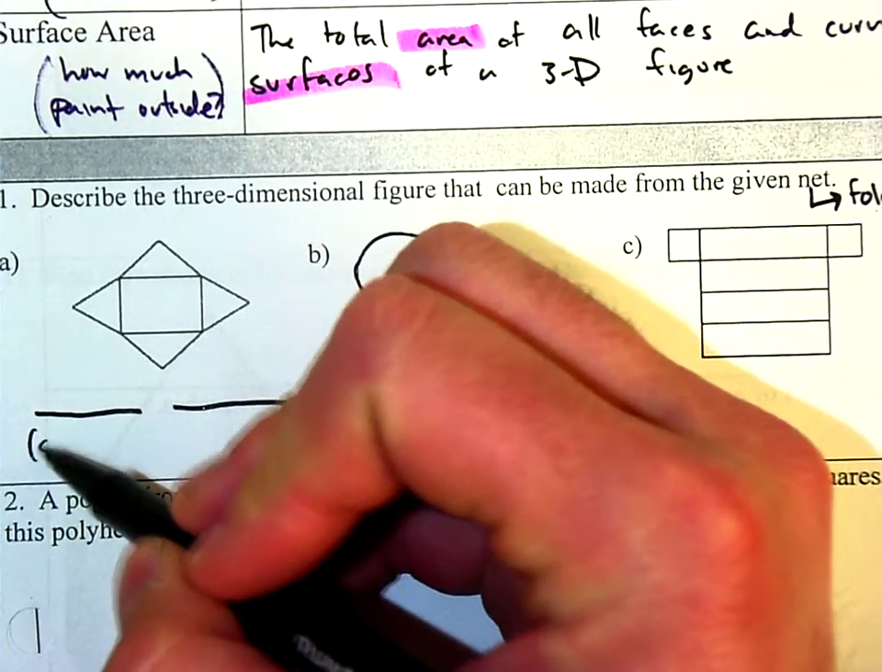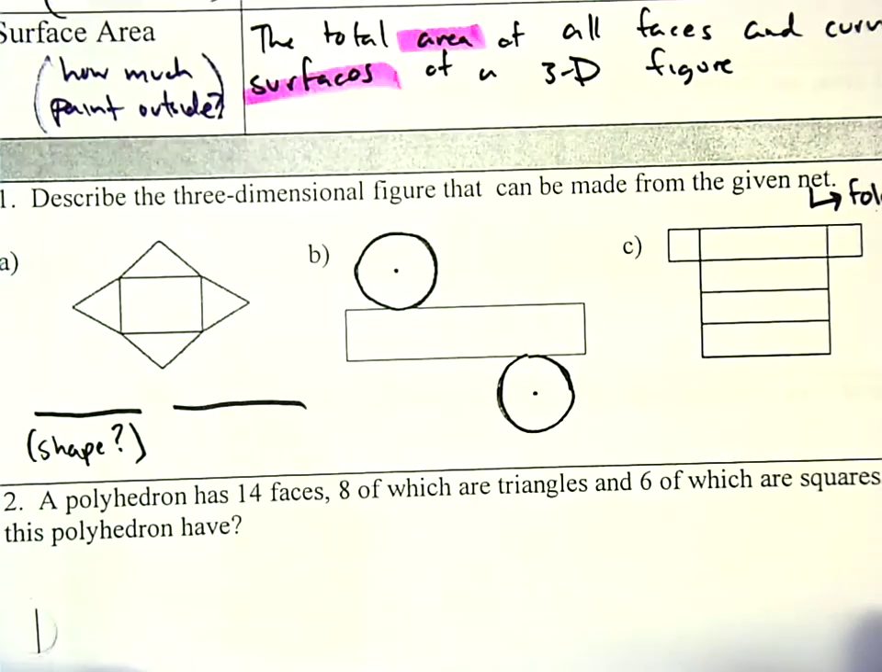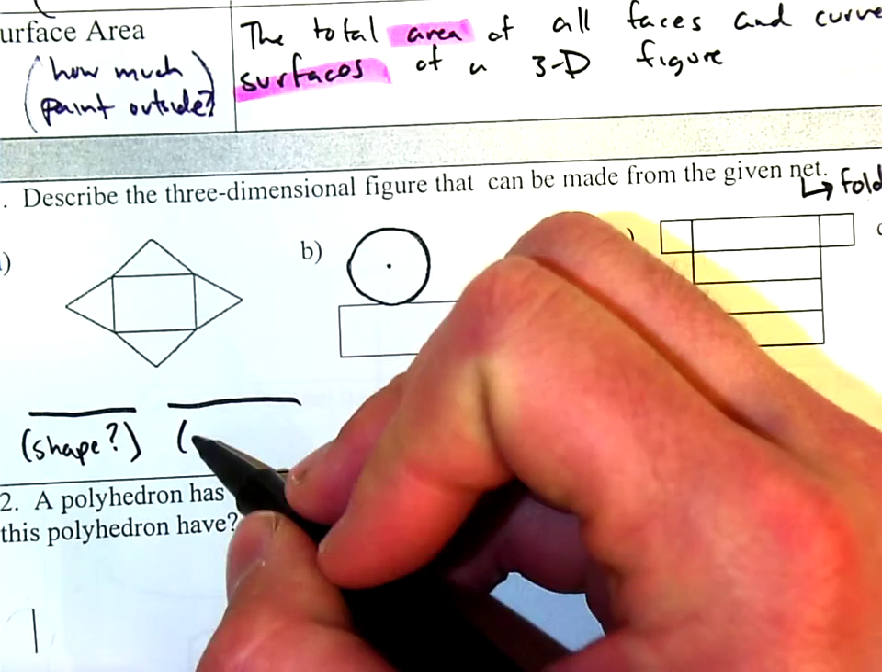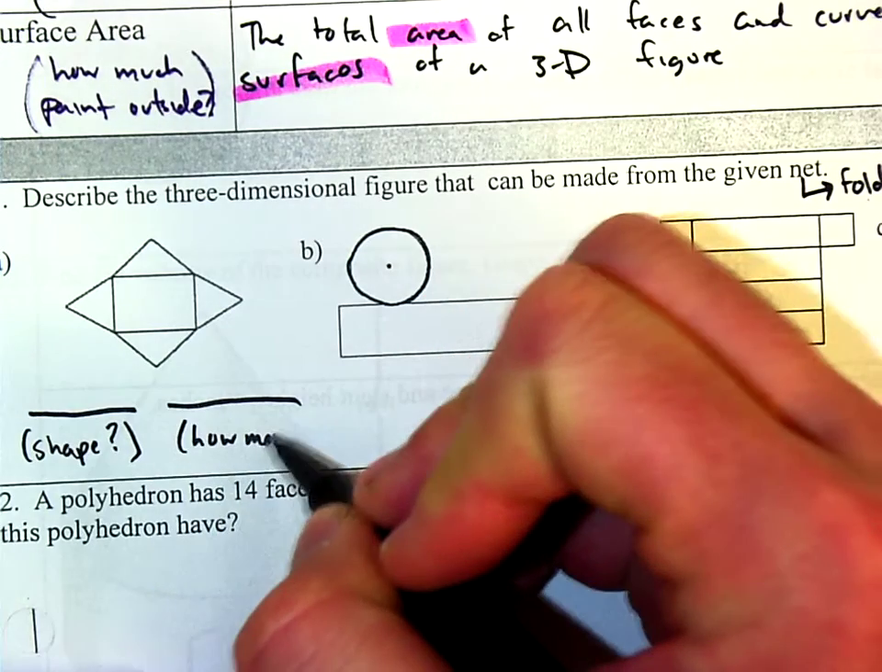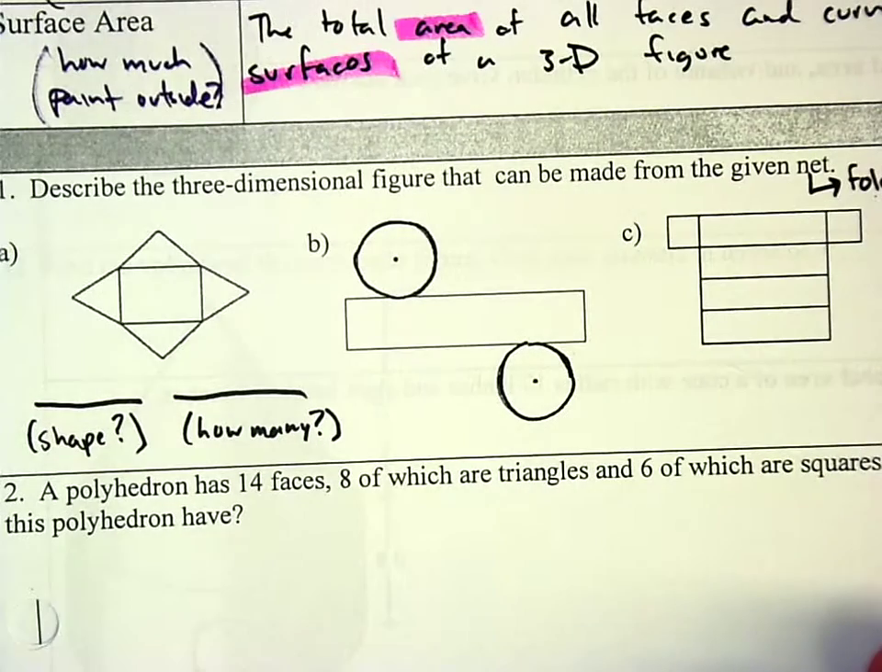And that first piece is what shape is the base? What shape is the base? And then the second piece is how many bases are there? How many bases are there?